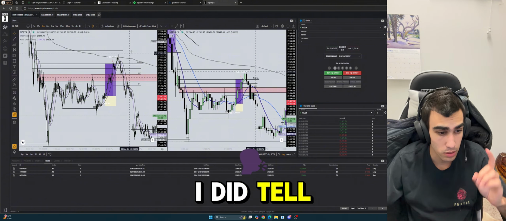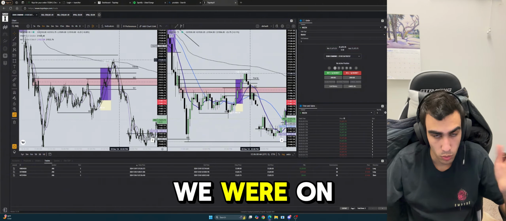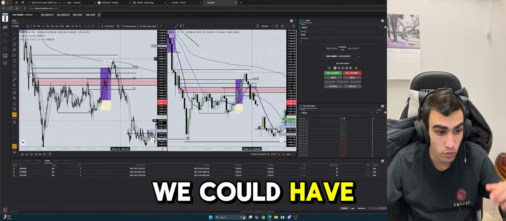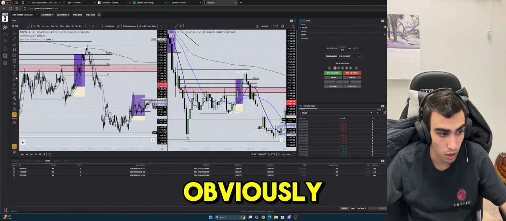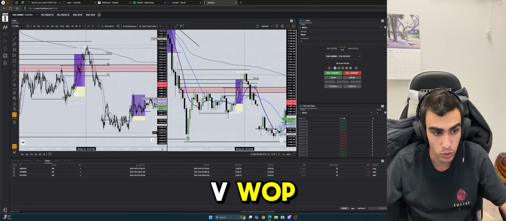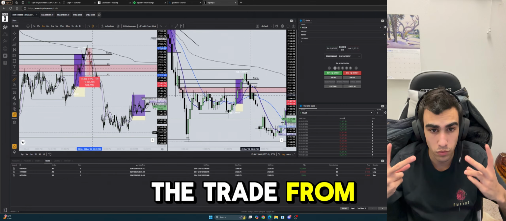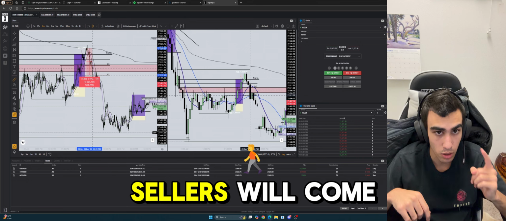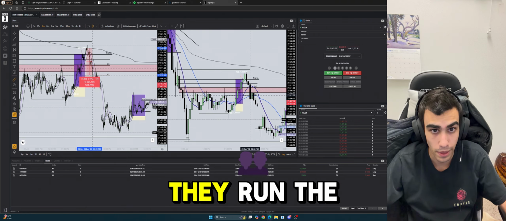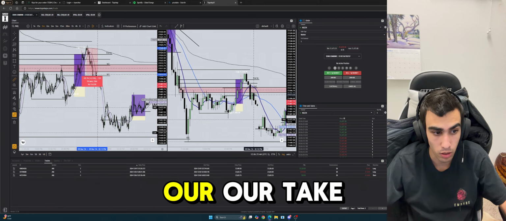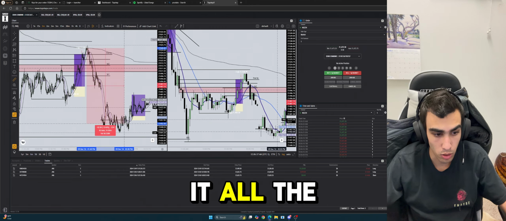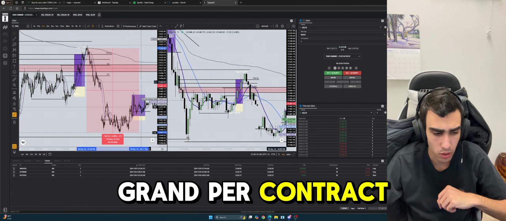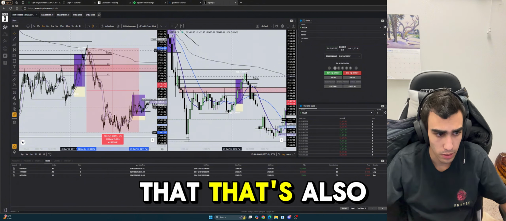From there, I did tell everyone, this is a perfect area because we were on the 5-minute EMA and VWAP. From there, we could have seen price run down. If you would have entered at the 5-minute VWAP, if you would have flipped the trade from longs to short at our take profit, because once our take profit gets hit, buyers are out. Sellers will come into play, and once sellers come into play, they run the show. So if you would have sold at our take profit area and run it all the way down, let's just say 417 ticks per contract, that's about 2 grand per contract. So that's also another trade you could have taken.